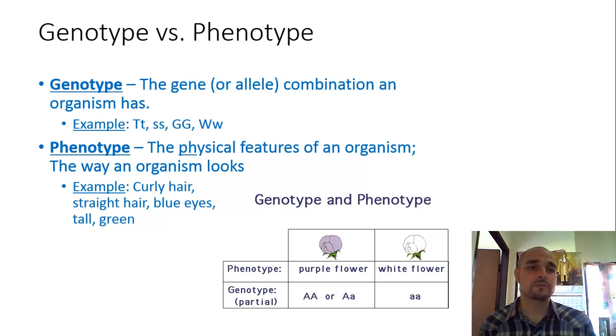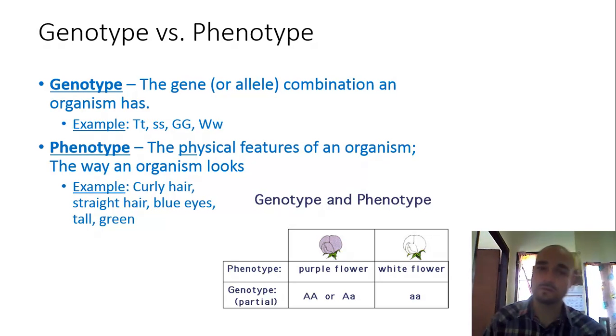Okay. Genotype versus phenotype. The genotype is the gene or allele combination an organism has, and the phenotype is the physical features of an organism, the way an organism looks. I underlined ph to help you remember, because physical feature corresponds with the ph in phenotype. Examples: curly hair, straight hair, blue eyes, tall and green. It's what you see. So the physical feature is what you see, and it's the phenotype. But in the genes, the combination is called the genotype.